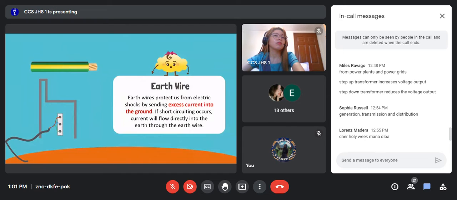Next are earth wires. Earth wires protect us from electric shocks by sending excess current into the ground. If short-circuiting occurs in a device, current will flow directly into the earth through the earth wire. This protects the person who touches the faulty wire.